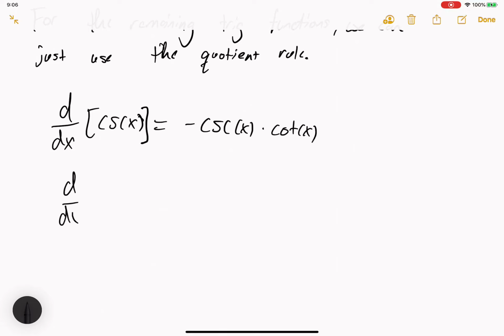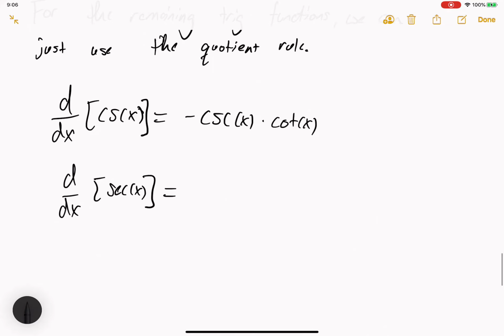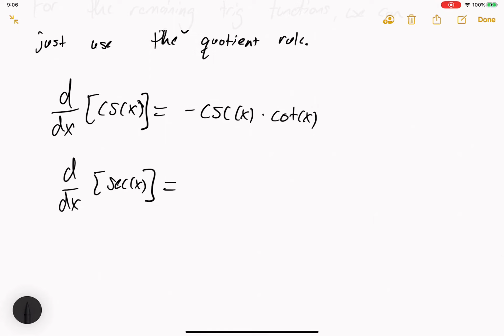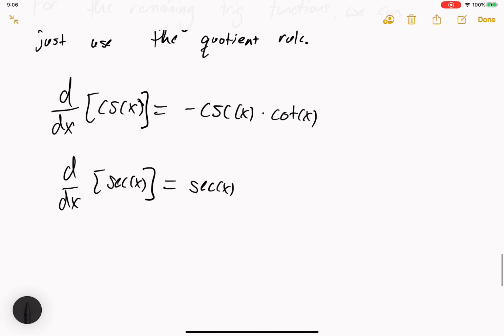And the next one's going to be d/dx of secant of x, and the derivative of secant of x is equal to secant of x tangent of x. So I think these are pretty similar, where this is cosine, this is sine. The derivative of sine is equal to the negative cosine. So that's why we get the negative here.